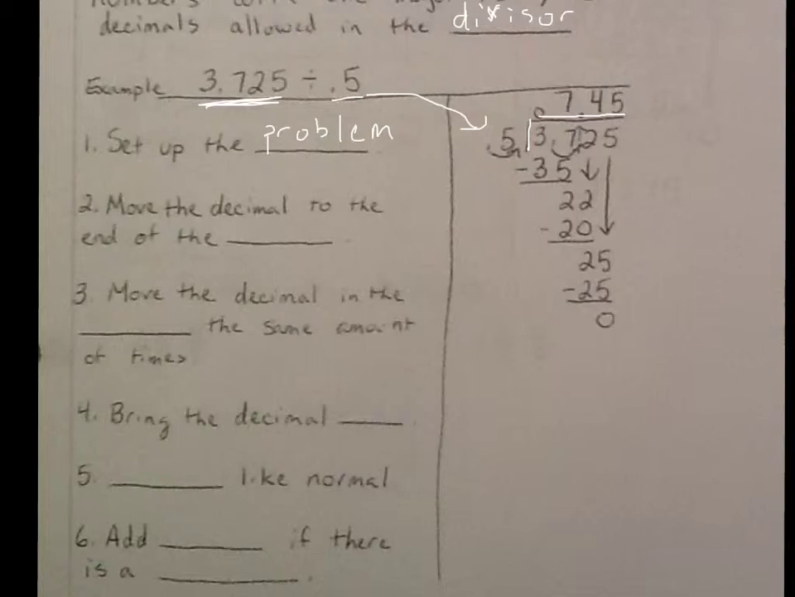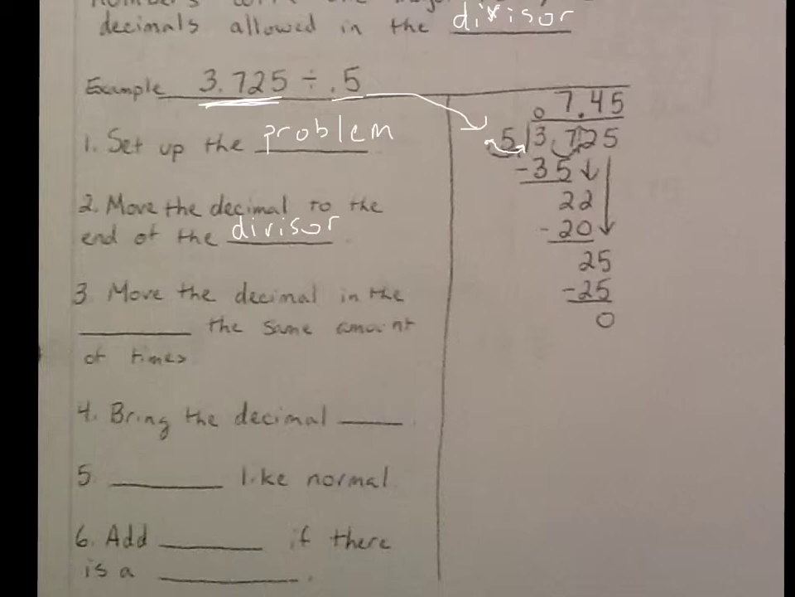Okay, now step 2. Once you've set up your problem, let me actually erase this because it looks like I went over part of my answer there. Step 2, move the decimal to the end of the divisor. The divisor again is the one on the outside. So move your decimal to the end of the divisor. If you can see here, the decimal was right here in the beginning, right? 0.5 or 5 tenths. And you're not allowed to divide by decimals. So what you want to do is move it over one spot so that it's gone.